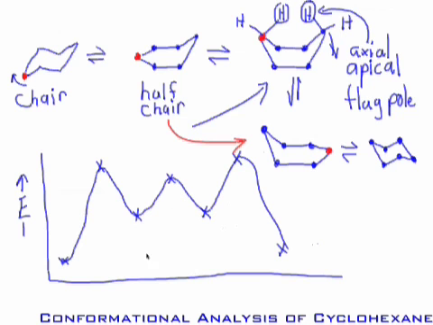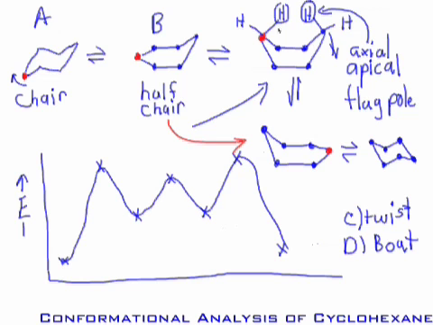Could look like this. And so if I labeled this A, half chair B, twist boat C, and D the boat. So C and D are represented here. The A is my chair, B is my half chair, C is my twist boat, D is the full boat, C is the twist boat again, B is the half chair, and A is the full chair.